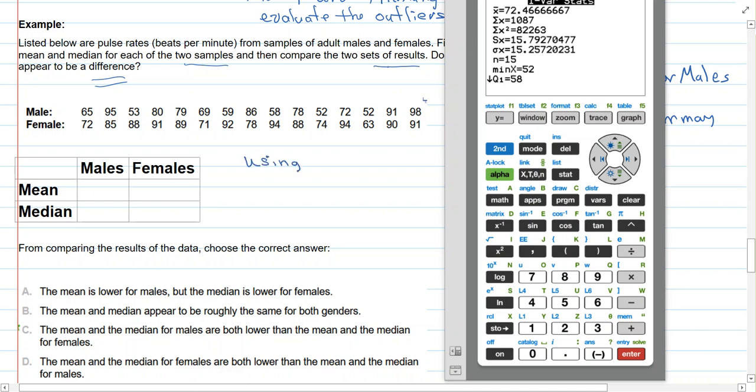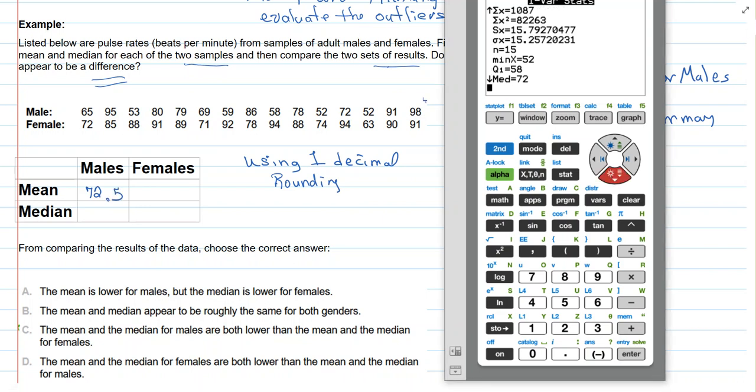I didn't type that in, so let me do that. I have 72.46. So it's 72.5. And now we're going to do the median, and the median is 72. Immediately we see those two are similar, that the mean and median are very closely related. So now we're going to do the females.